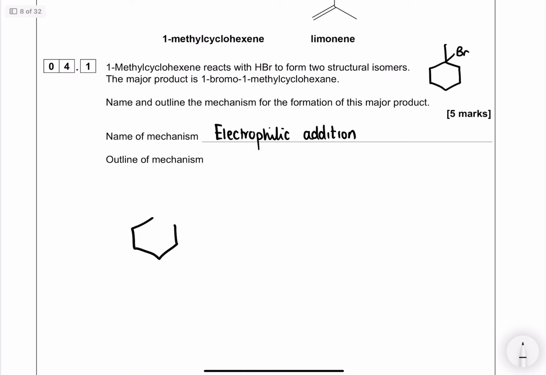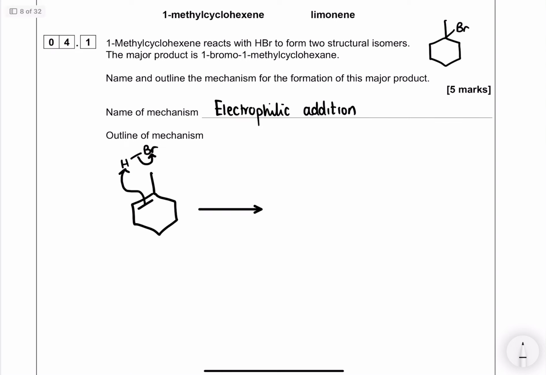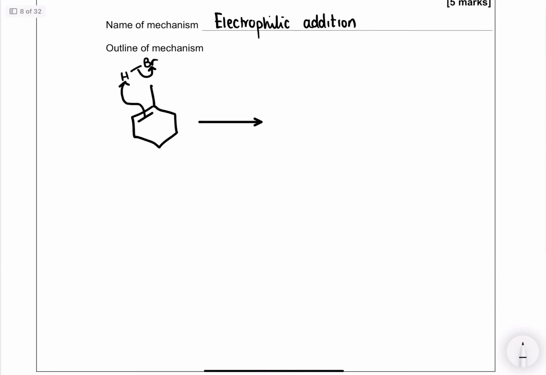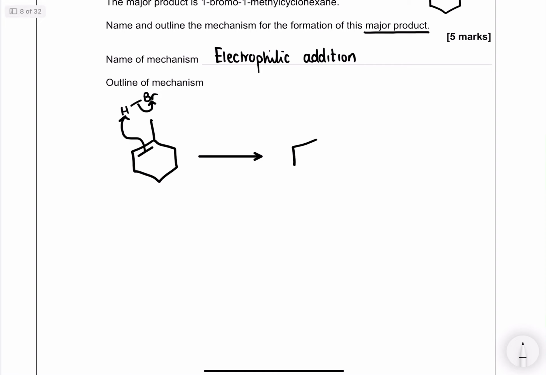So we need to draw our alkene out, and then we want to use our HBr. So the double bond is going to attack the electrophile, and then we're going to break the HBr bond. Now comes the important bit. We must show the generation of the carbocation that leads to the major product. So we want the most stable carbocation intermediate.